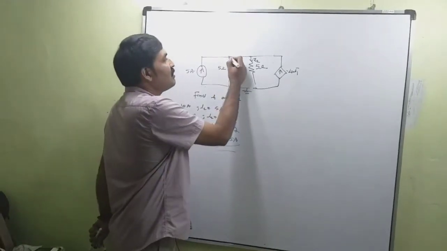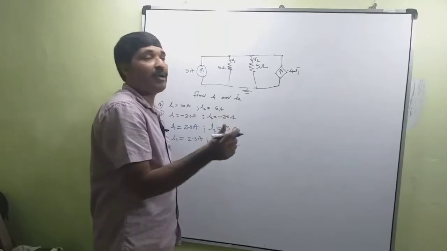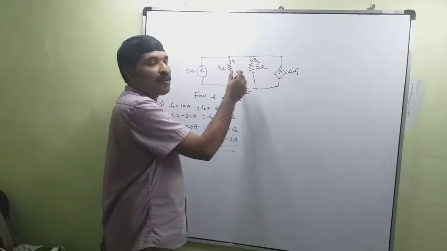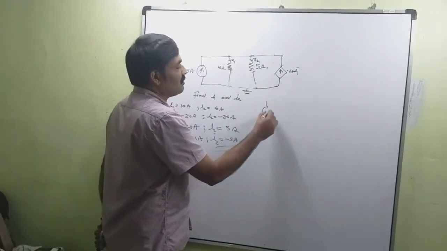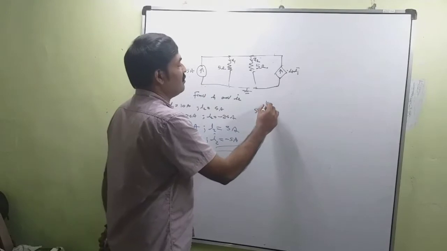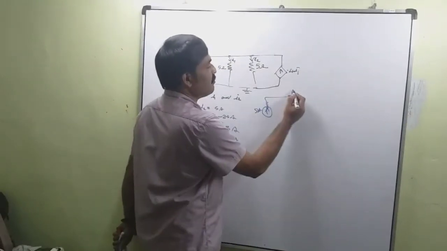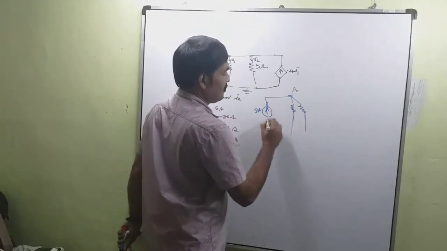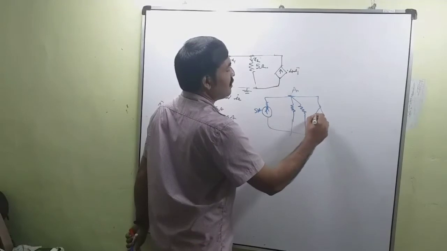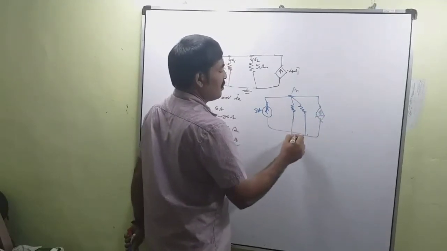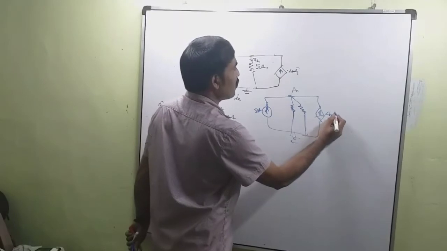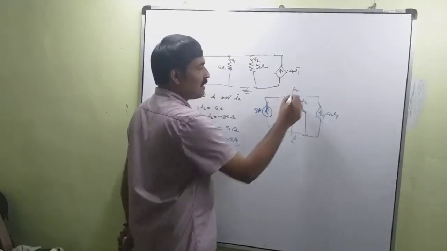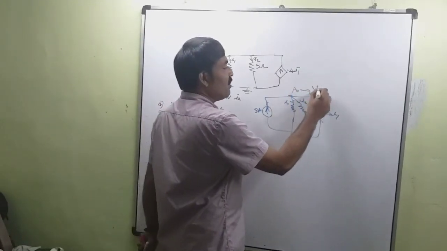Since this point and this point are the same point, here there are no circuit elements. So we can redraw the circuit as this is our 5 ampere current. Then this both represents the same node A. And we have a dependent current source here. Now the value of this current is 4I1. This is I1 and I2. Let the potential at this point be VA.